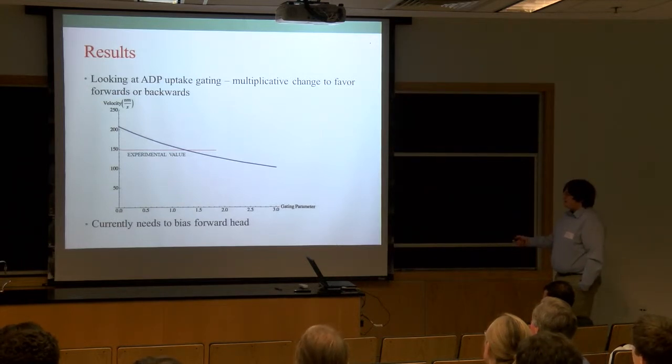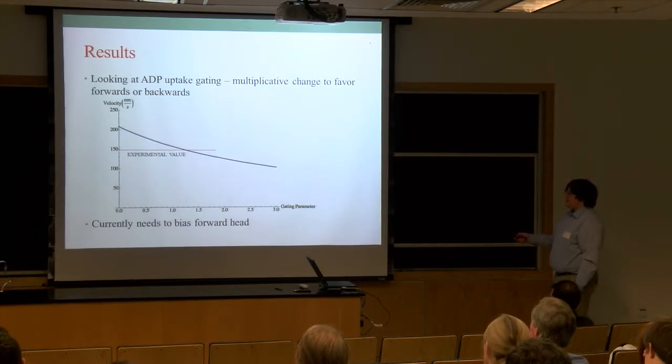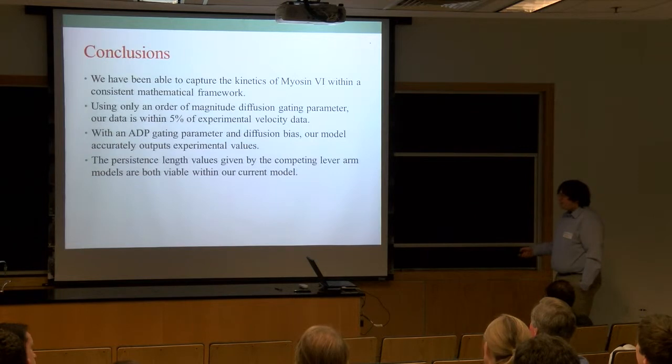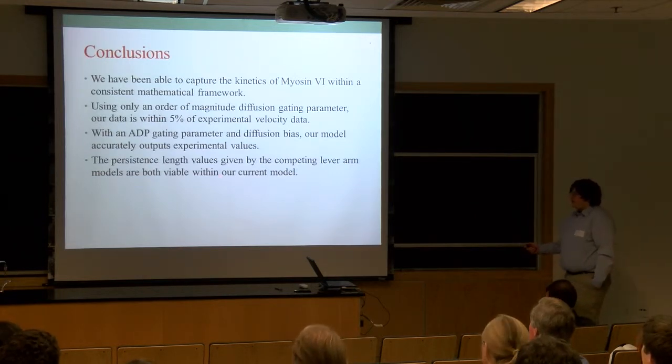And if you tell the forward head to take up less ADP, you get a lower velocity, because that means your trailing head, which is the one that lets you step forward, is gunked up with waste. But if you tell your trailing head to take up less ADP, the velocity goes up because it doesn't get gunked up with waste.